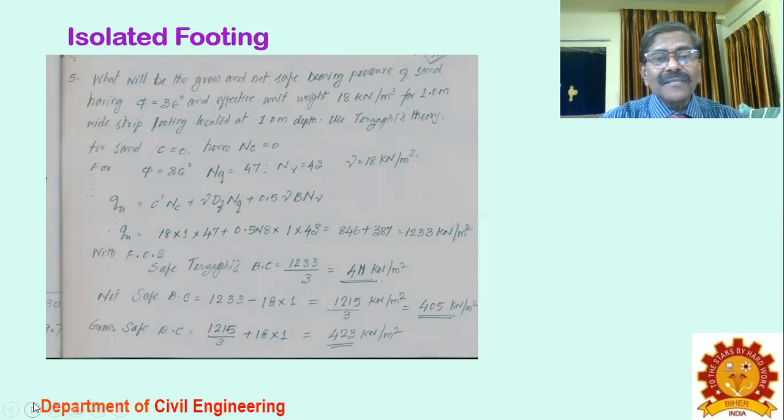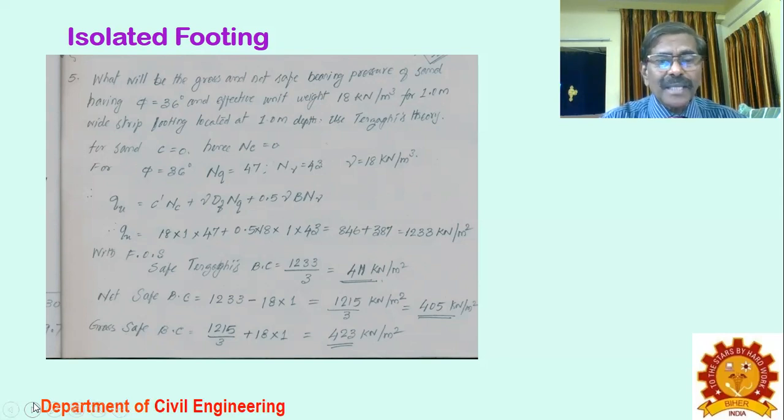But ultimately, when backfilling happens, the concept of ultimate bearing capacity and net safe bearing capacity all vanishes. Then you end up with only the gross safe bearing capacity. So the net safe bearing capacity is the removal of the overburden: 1233 minus 18 into 1, which is 1215, by 3, which is 405 kilonewton per meter square, slightly less than 411.